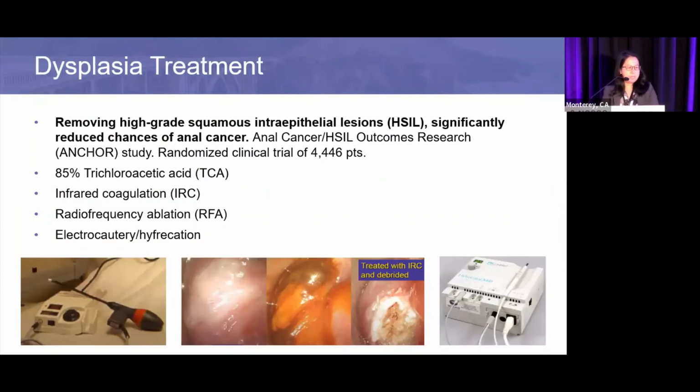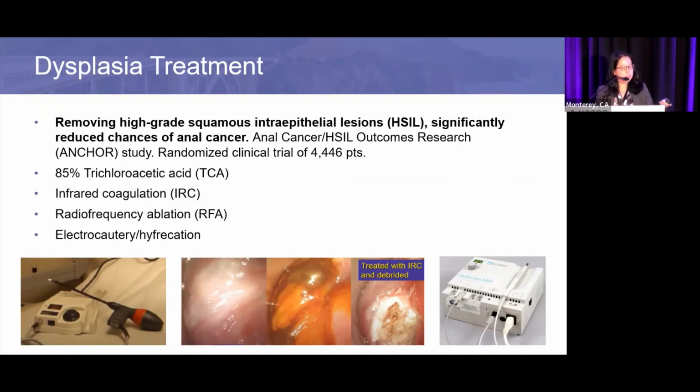So, treatment of these dysplasias. This is an amazing study that came out of UCSF called the ANCHOR study. They had over 4,000 patients, and they found through the study that removing high-grade squamous intraepithelial lesions significantly reduced the chance of anal cancer. This is one of very few studies that actually show there's a use for this. The ways you can treat it: you can use trichloroacetic acid, infrared coagulation, radiofrequency ablation, or electrocautery.